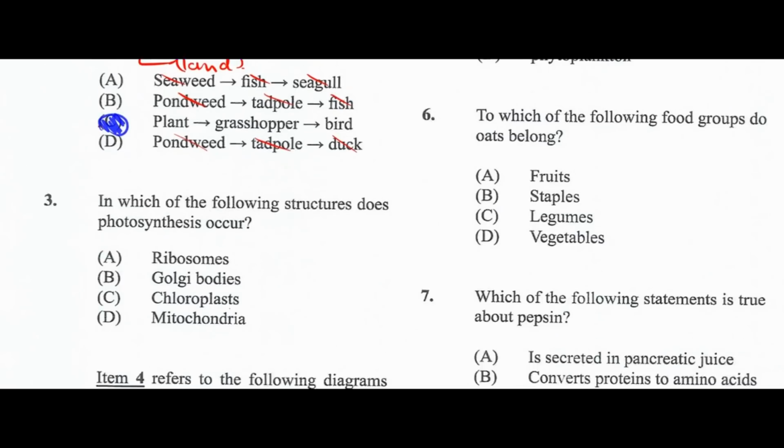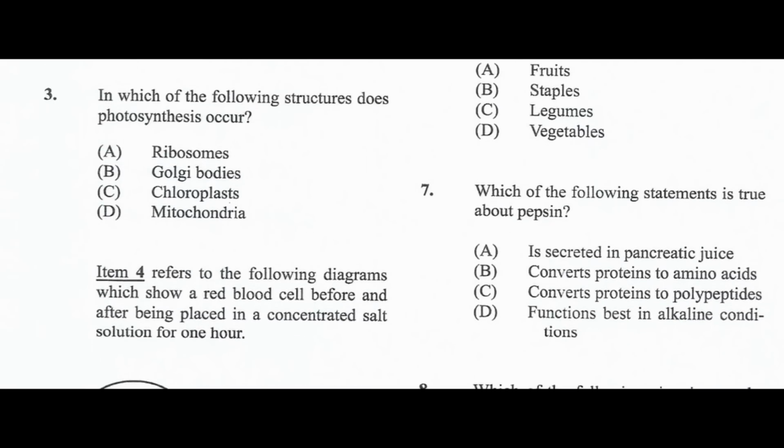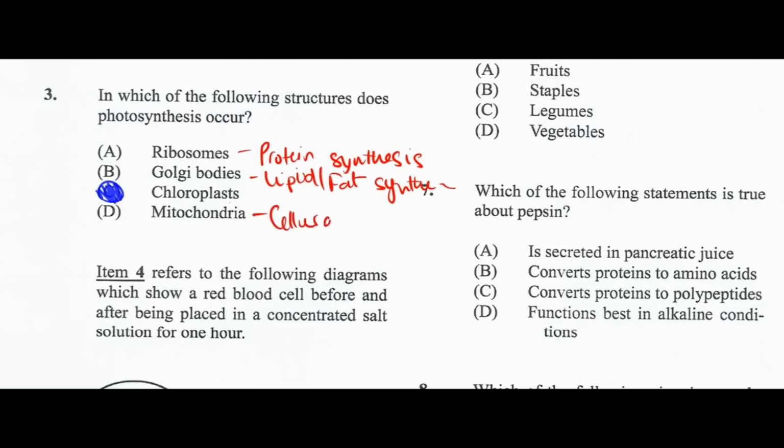Number 3, in which of the following structures does photosynthesis occur? Photosynthesis occurs in the chloroplast. The ribosomes are the site of protein biosynthesis, or just protein synthesis, right? The Golgi body is for lipid or fat synthesis. And the mitochondria is for cellular respiration.